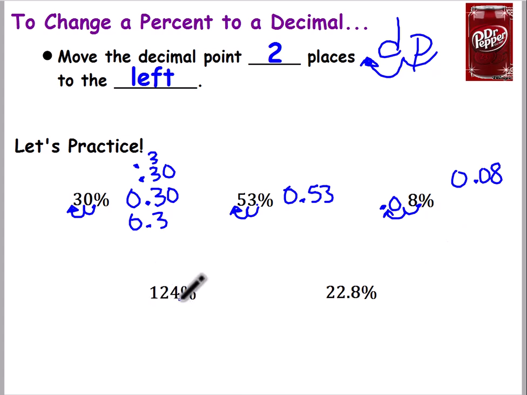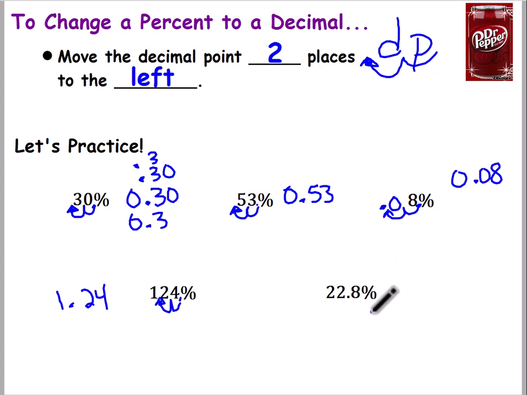124%. Find that invisible decimal point. It goes at the end. Now move it once, only twice. So the new decimal goes between the 1 and the 2. So you end up with 1 and 24 hundredths, which makes sense that there's a whole number because our percent is greater than 100%, isn't there?